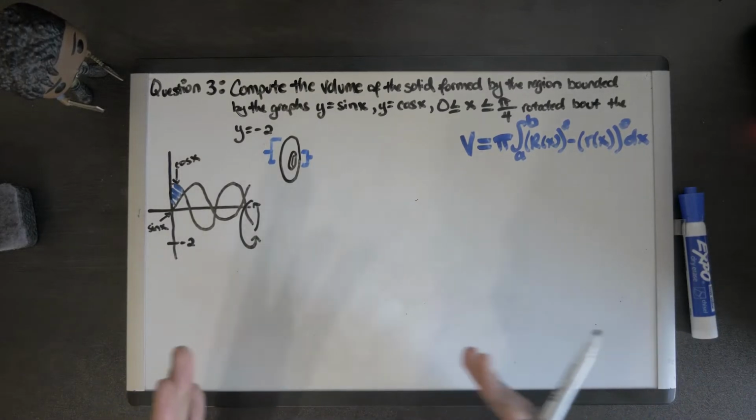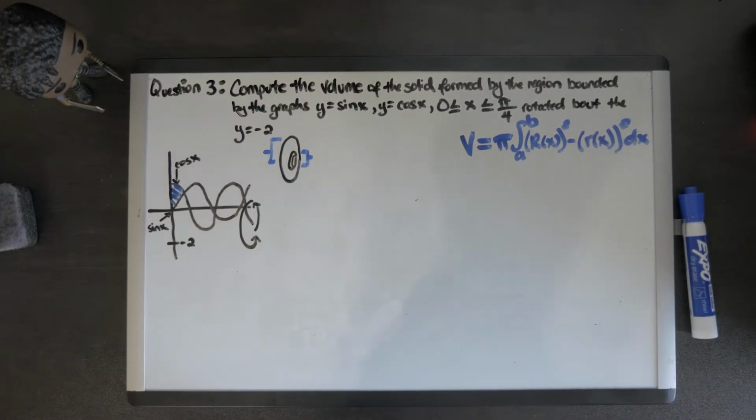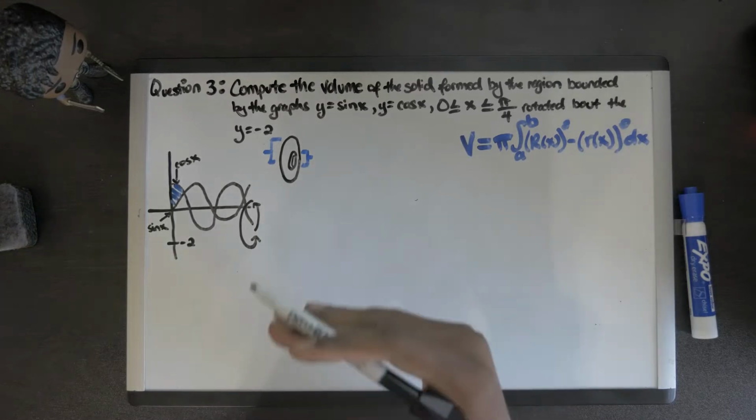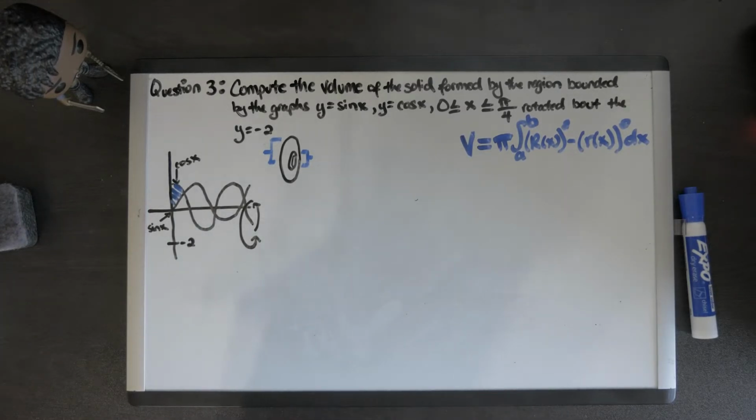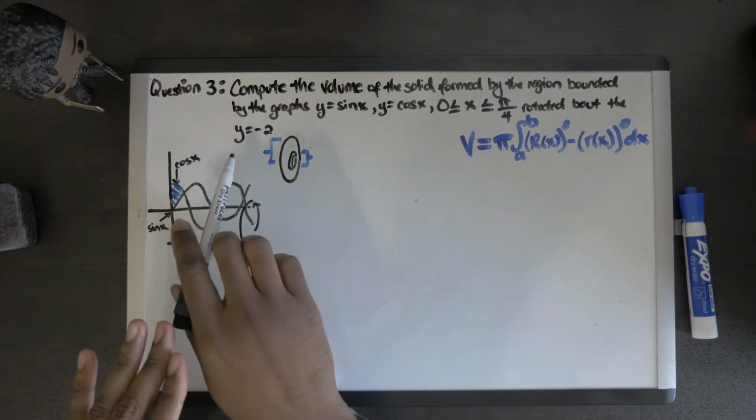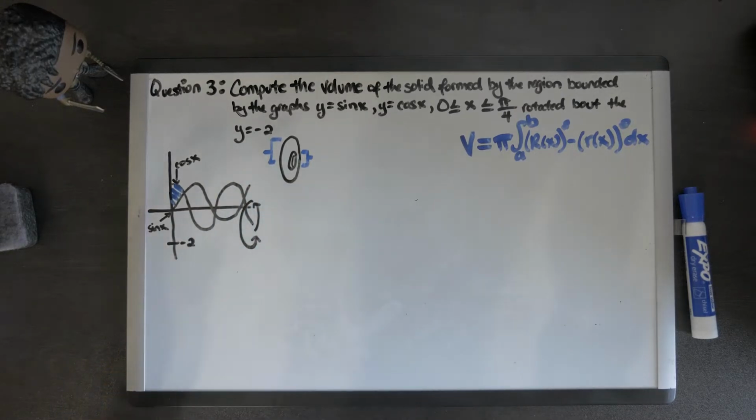So right now, question 3, right off the bat, it says compute the volume of the solid formed by the region bounded by the graphs y equals sine x, y equals cosine x, from 0 being less than or equal to x, and then pi over 4 being greater than or equal to x. So keep in mind while it's being rotated about the y equaling minus 2. So I know that's a mouthful. It was a mouthful for me.